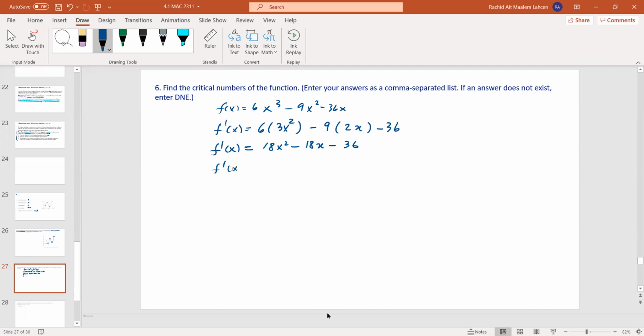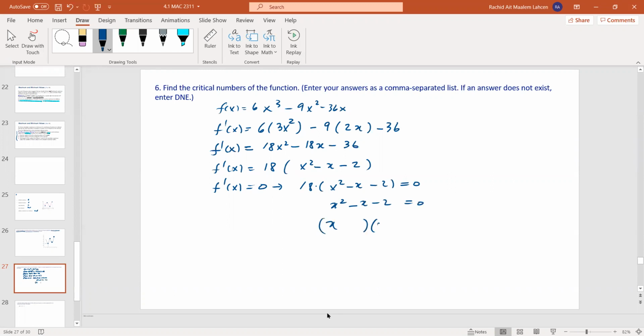We can factor out 18 times x squared minus x minus 2, and we set it to 0. 18 is not 0, so by the zero product property, this must be 0. To factor, we need two numbers multiplying to negative 2 and adding to negative 1. So it's 2 and negative 1. These must be the critical values. All right, so these are the critical numbers.